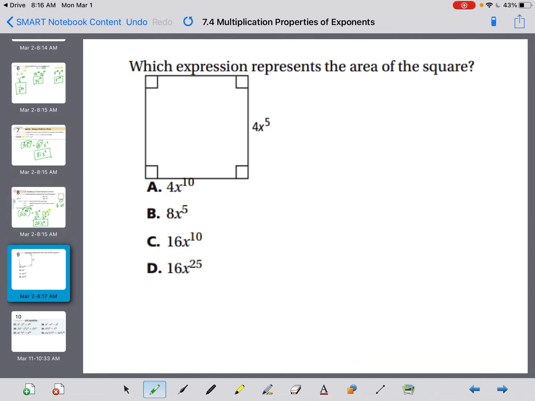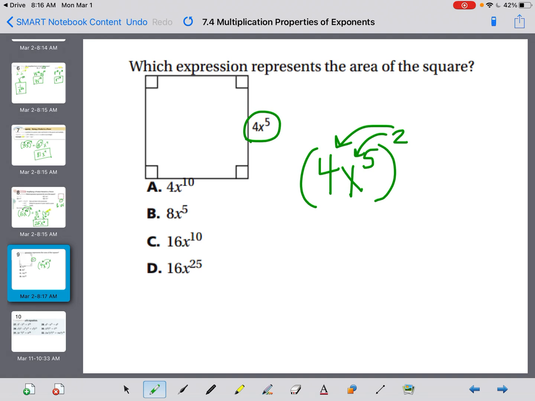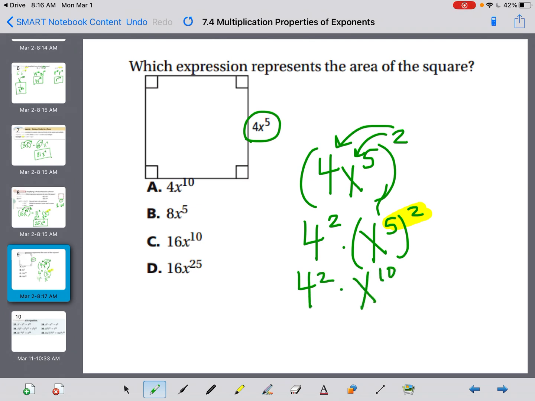I'm sorry, square. Same thing here, only this time they're giving us 4x to the 5th. So we need 4x to the 5th times itself, so to the second power. I'm going to share that second power, so I will have 4 to the second power times x to the 5th to the second. Powers to powers goes first, so I'll have 4 to the second power times x to the 10th power, since 5 times 2 is 10, and then simplify to 16x to the 10th, which happens to be letter C.